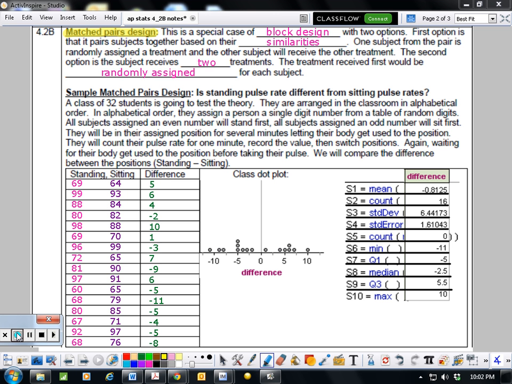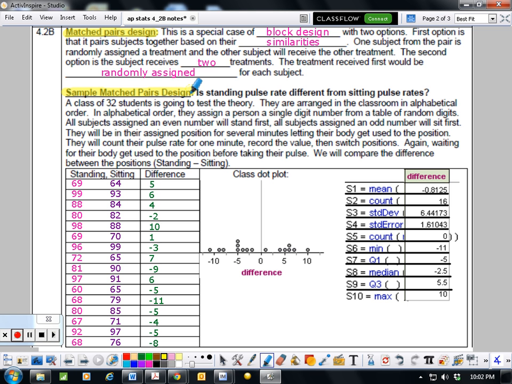to go ahead and control for the possibilities of, well, if everyone has one first and everyone has one second, are we really measuring the differences there? So by randomly assigning which one, you're controlling for those chances. You use that chance variable. So, sample matched pairs design.